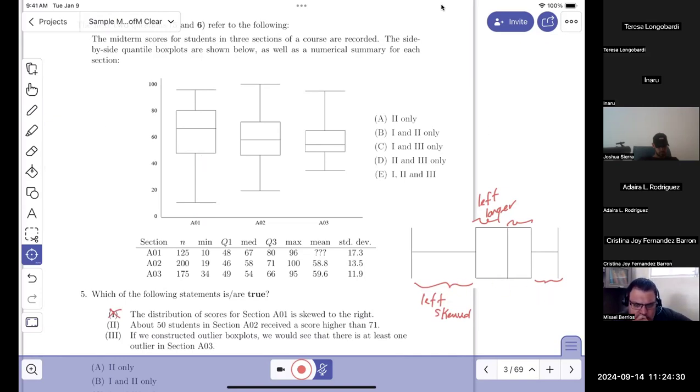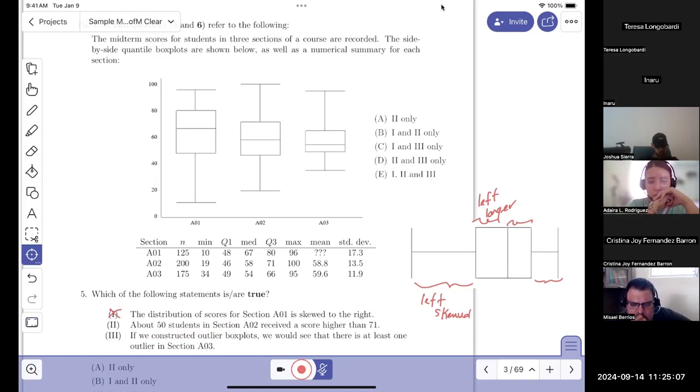All right, now, number 2: about 50 students in section A2 received a score of higher than 71. All right, remembering that the data are divided by each quartile. So there are 25% of observations in here, 25% in here, and 25% and 25% here. So 25%, not 50. Now it's saying here 50 students. So how am I going to figure out if 50? Now let's look at the 71 idea first before I continue.